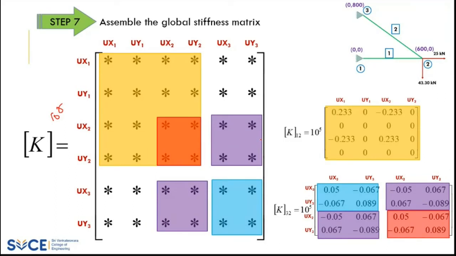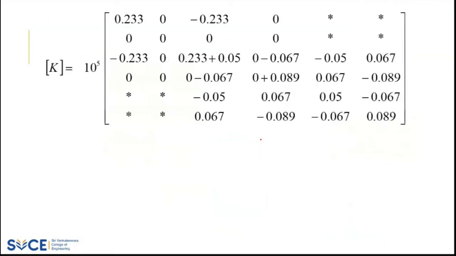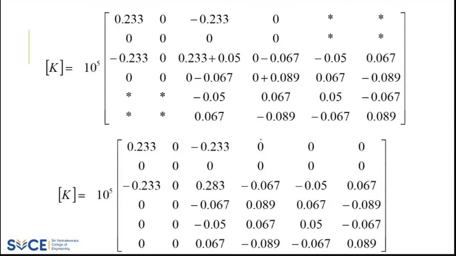Once you assemble this, you get an overall matrix like this, right? So this is my overall K matrix. After adding it, you will get something like this. So see the complications, you are dealing with a 6 cross 6 matrix. Okay, so this is your K.